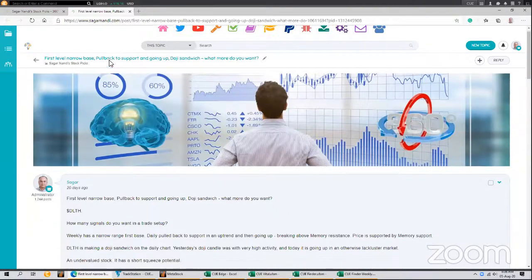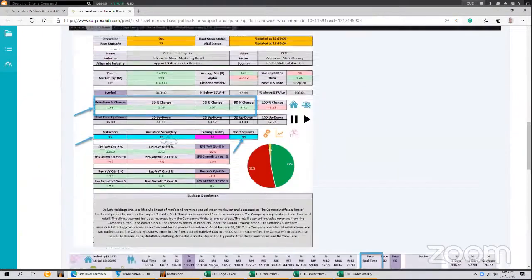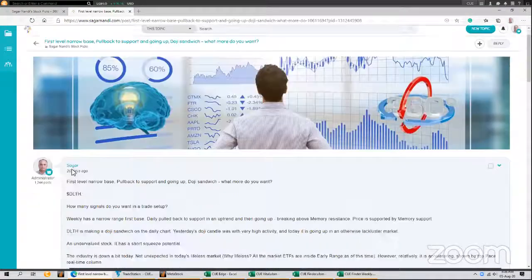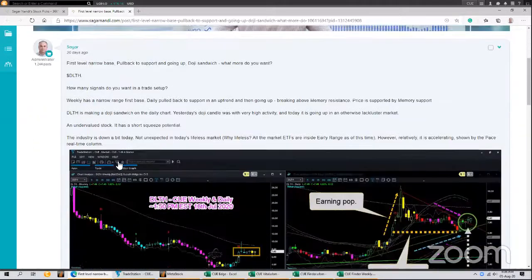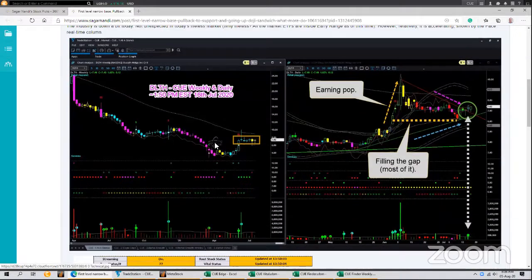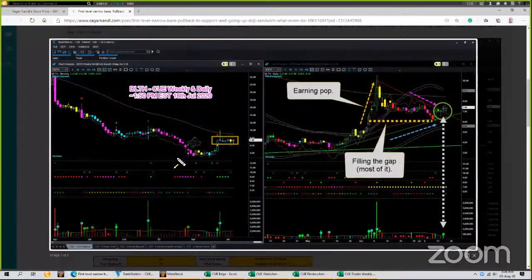I'm looking at the posts from my traders forum, sagarnandi.com. I shared it 20 days ago, July 16. Let's look at the snapshot I shared at that time. In the weekly, it was in a narrow range, and that range could be considered a first level base. There was very high volume when price went to that level, and it was moving sideways.